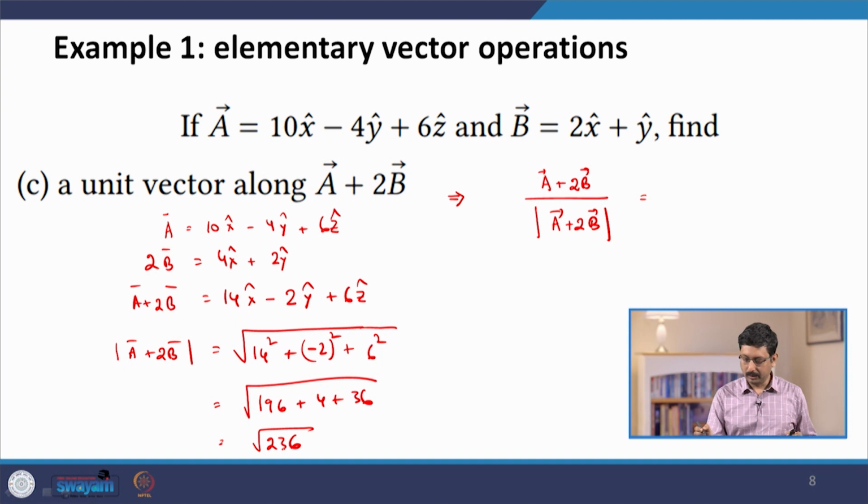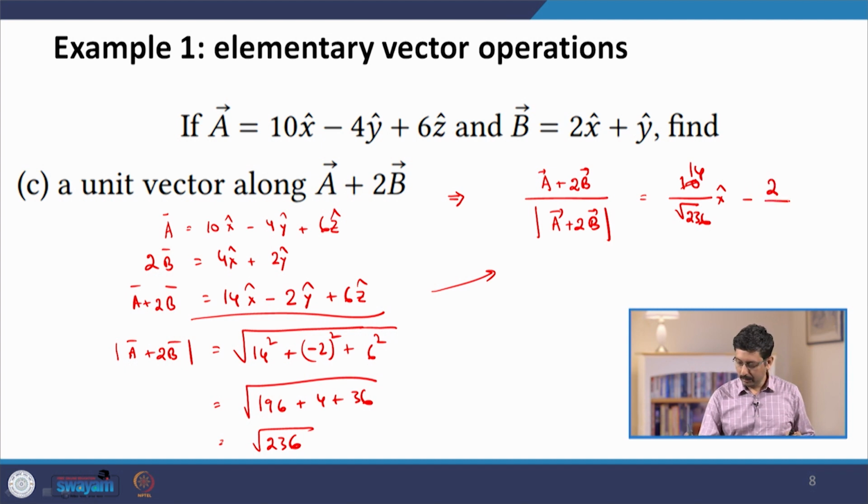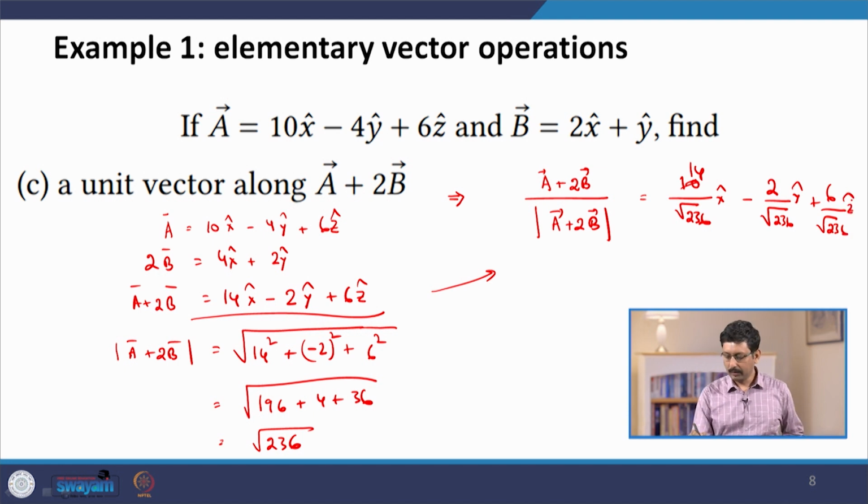So, then the unit vector is 14 divided by square root of 236 x hat, sorry, I am sorry. So, this is a plus 2b. So, this must be 14 minus 2 divided by 236 y hat plus 6 divided by 236 into z hat. You can verify that if you apply the magnitude of this vector on the right hand side is 1.